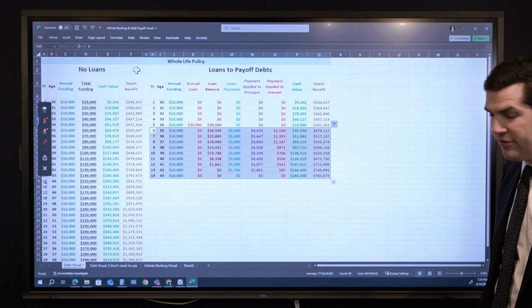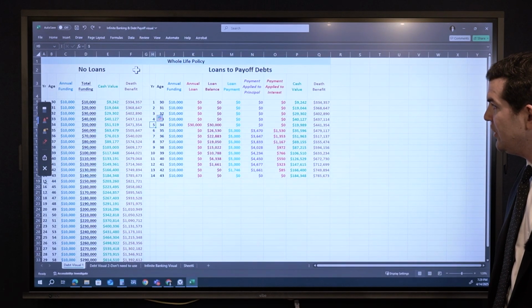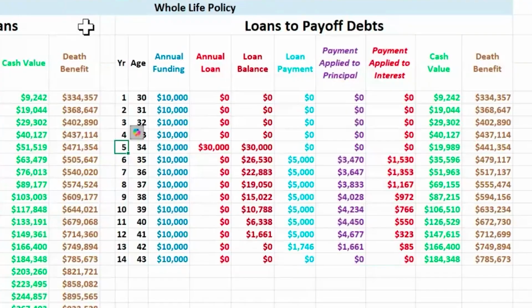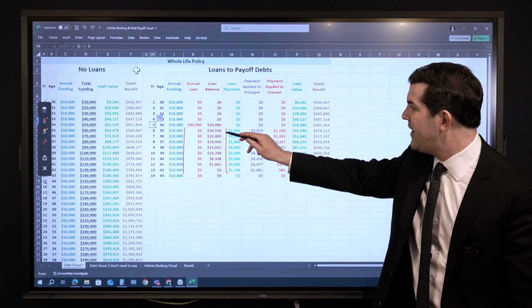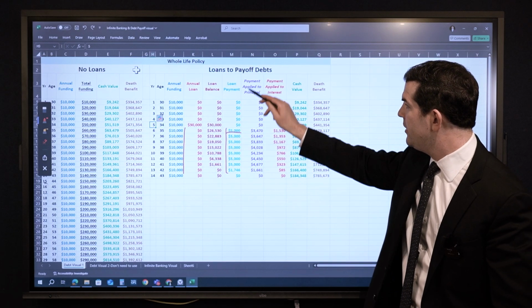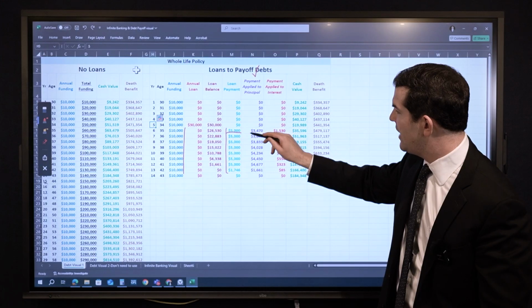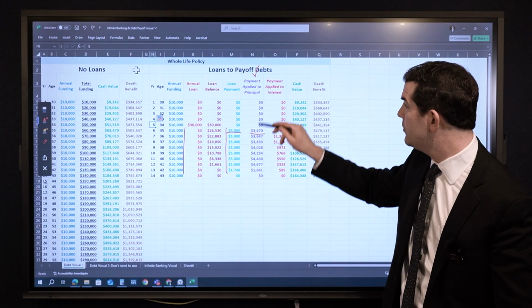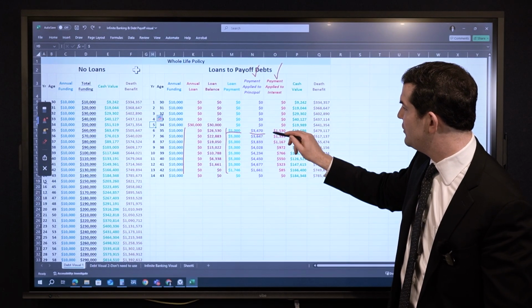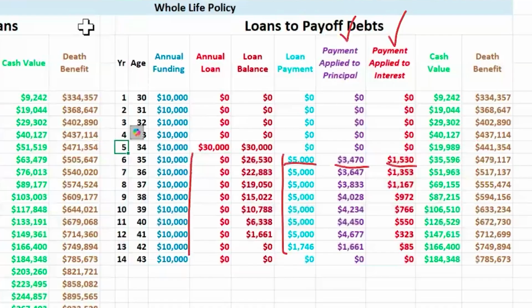Then we look to repay the loan. In this particular example, we're going to repay it at $5,000 per year. That is the total payment she's making. This is in addition to the $10,000 per year she's paying into the policy. Now, of that $5,000 per year loan payment, in purple represents how much is applied to the loan principal, and in red represents how much is applied to the loan interest.